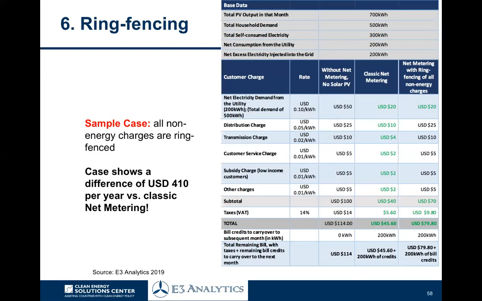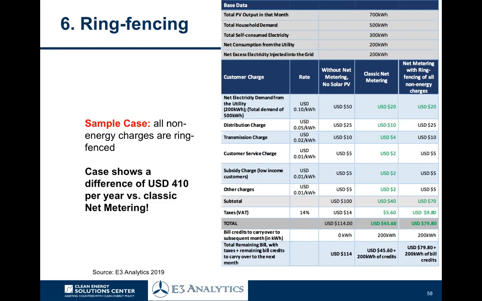I've inserted an example here that shows a sample case. I'll leave this here for a moment just so you can work through it. The household's 700 kilowatt hours a month consumption, how much they inject, how much they produce, and then the impacts on the bill here below. And you can see here different charges: the distribution charge, the transmission system charge, customer service charge, subsidy charges for, say, low-income customers, and then other charges, plus a subtotal, followed by the VAT, the taxation, and then the total.